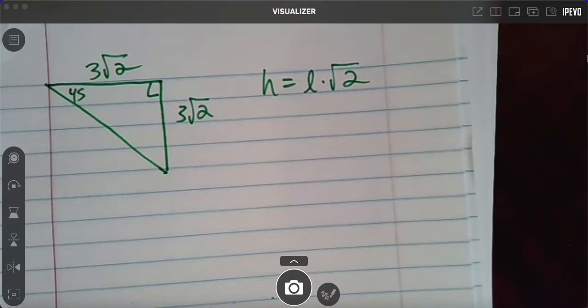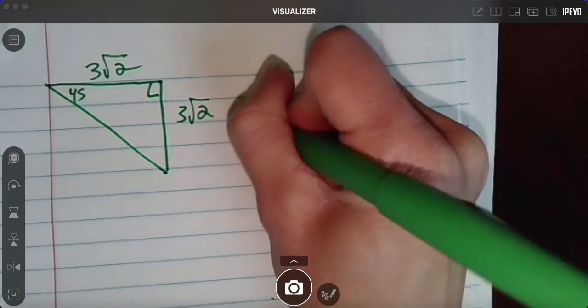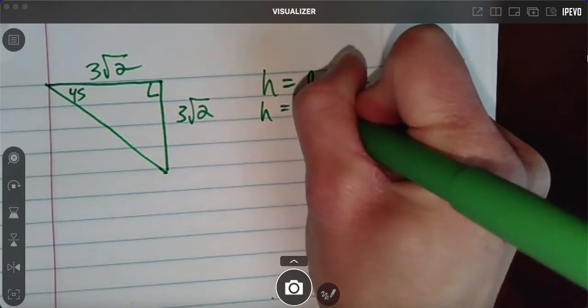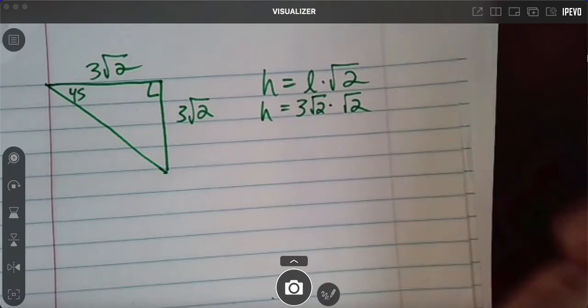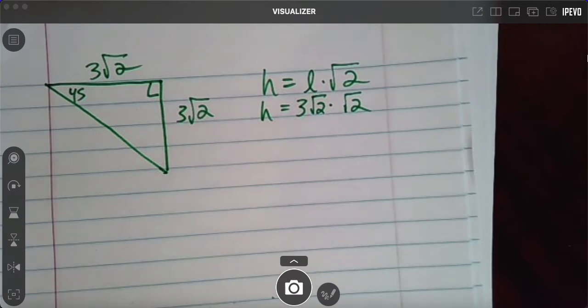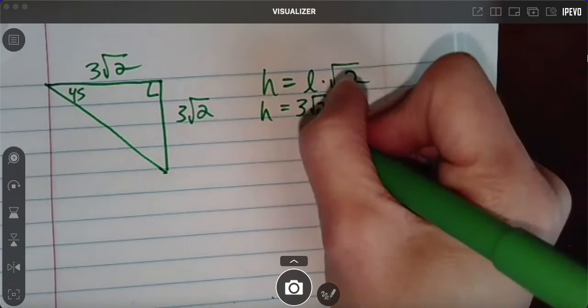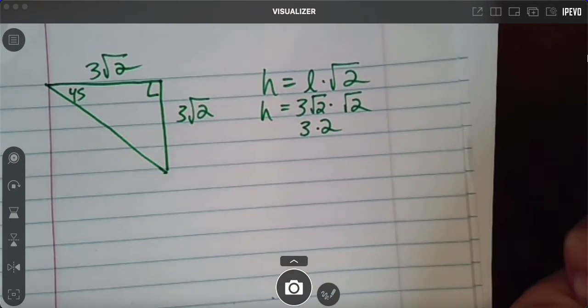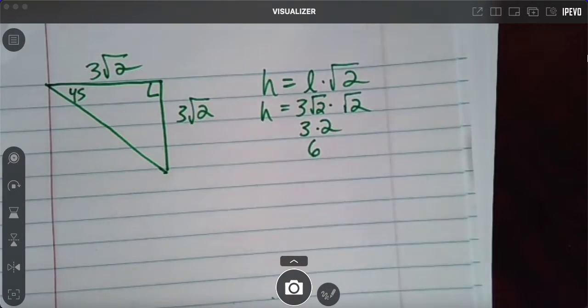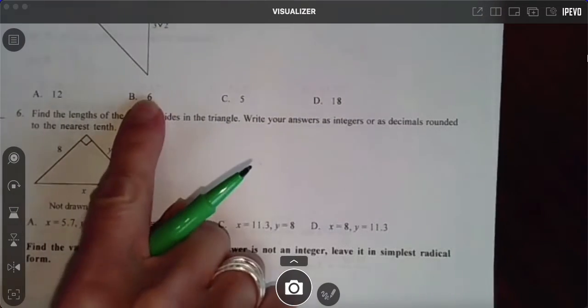What is the leg? What's one of the legs? 3 square root of 2. Okay, so you're going to put 3 square root of 2 times the square root of 2. Okay, what happens with those square root of 2's? It becomes just 2, because the square root will cancel out. So we get 3 times 2, which is what? 6. And that's our answer right here.